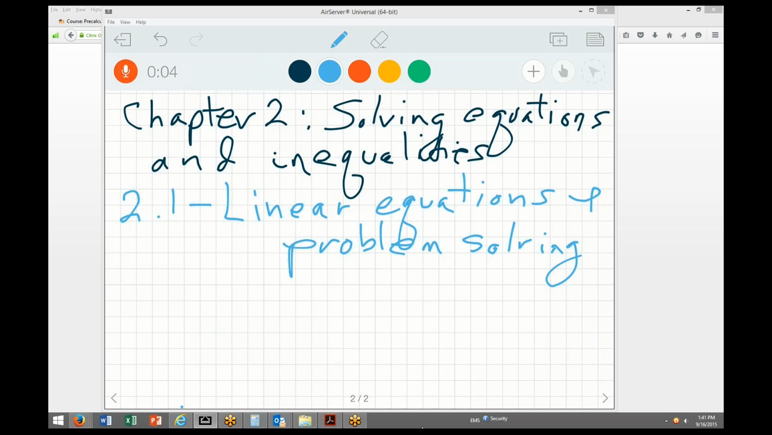So the chapter title is Solving Equations and Inequalities, and we're going to do all the sections in this chapter except the very last section. We're not going to do section 2.7.